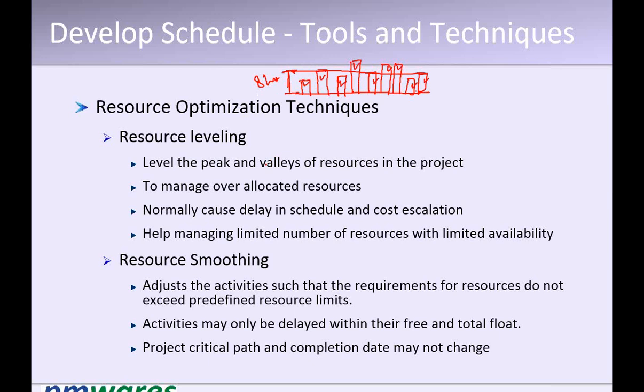And this is called over allocation. The resource is over allocated. He is allocated work more than the hours available to him. This is called over allocation, and resource leveling is used to level the resources to remove this over allocation.